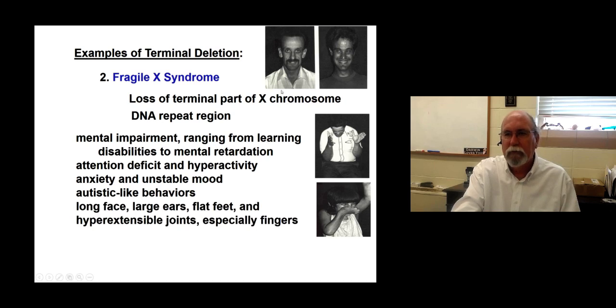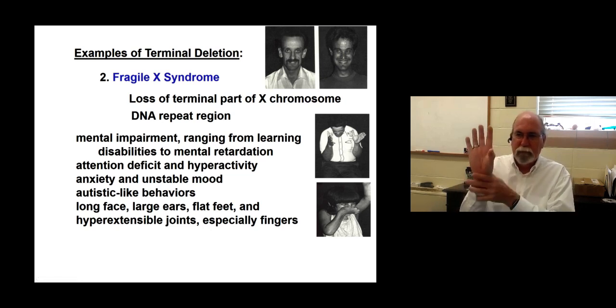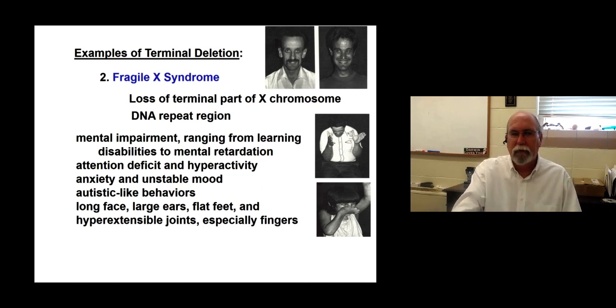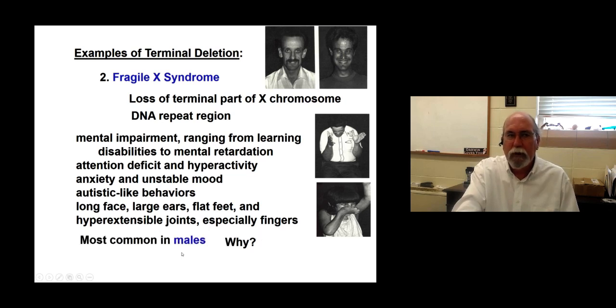But as far as the morphology, they do have these long faces. They tend to have large ears. They have hyperextensive joints, so they can bend their fingers back to great degrees that other people can't. And they have all these sort of issues that can occur. Now, it's most common, of course, in males.